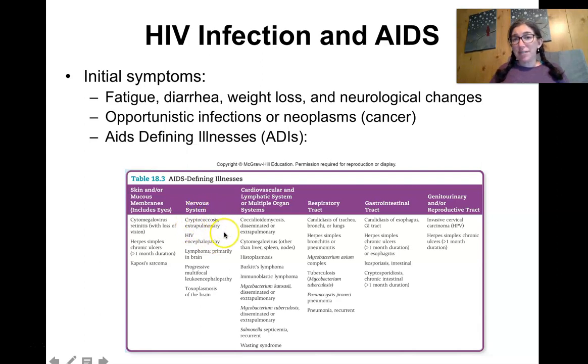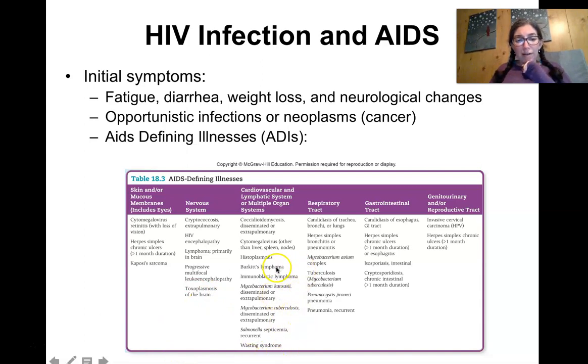Cryptococcus in the nervous system, so like meningitis from cryptococcus, we only see that in AIDS patients. So if somebody comes to the hospital, they may not have ever been HIV tested before, but if they have cryptococcal meningitis, very good chance they have AIDS, and an HIV test would be one of the tests that would be run.